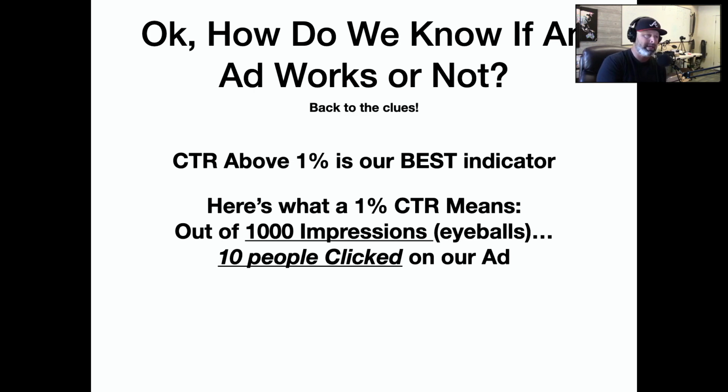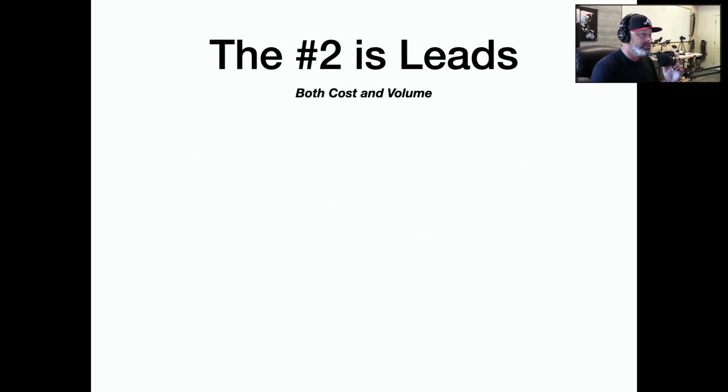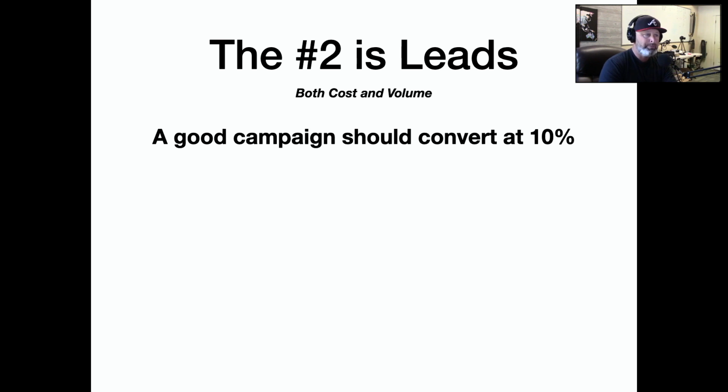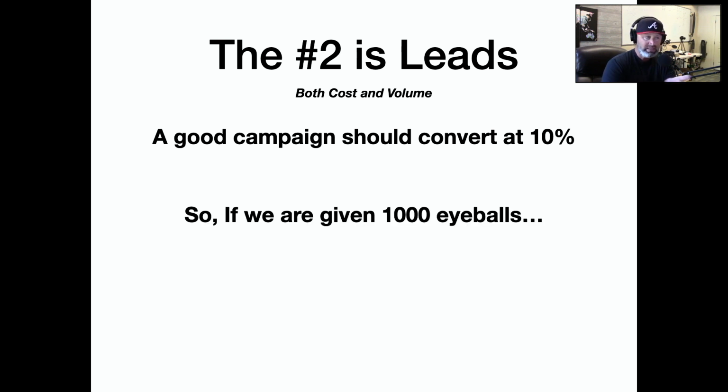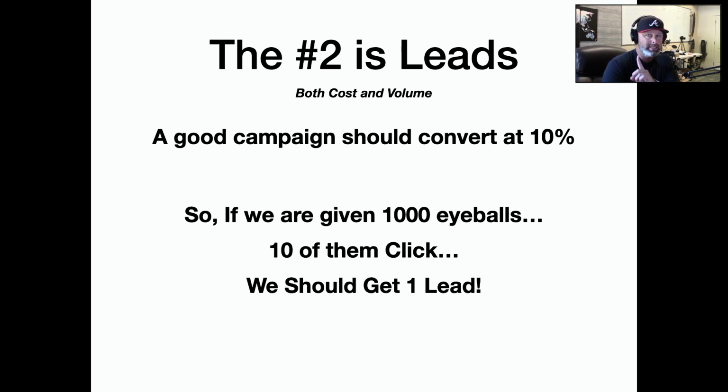All right, let's get back into the clues. The number 2 thing that we want to look for. So first we've looked at click-through rate, and the number 2 is the cost and the volume of leads. A good campaign should convert about 10% of those clicks into leads. So if we have 1,000 eyeballs, 10 of them click, we should get 1 lead. The math is very simple here. If we're doing that, then we know we filtered down enough and there's enough of this audience to make our campaign work.